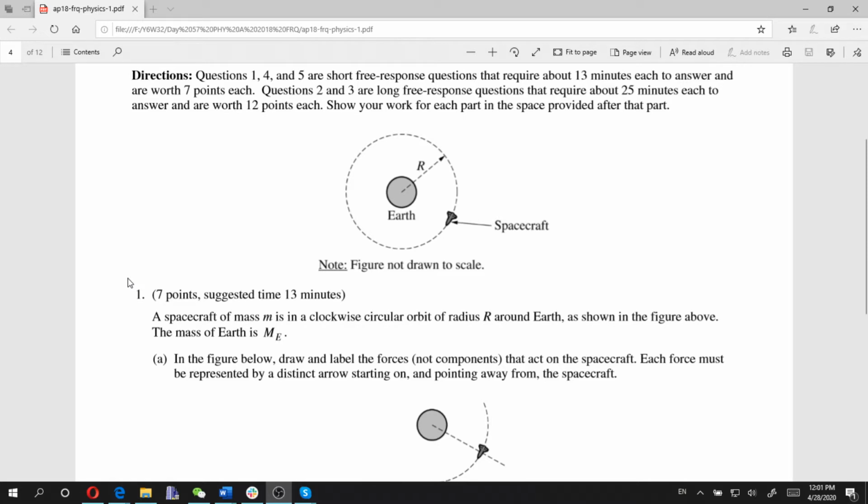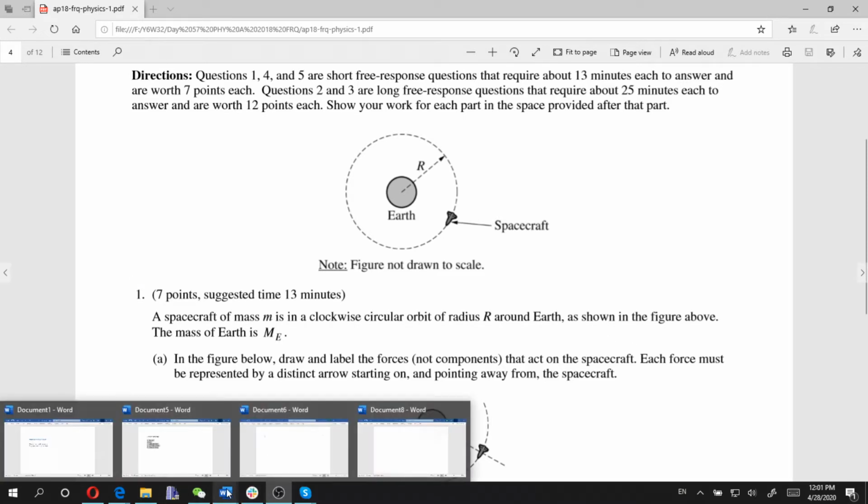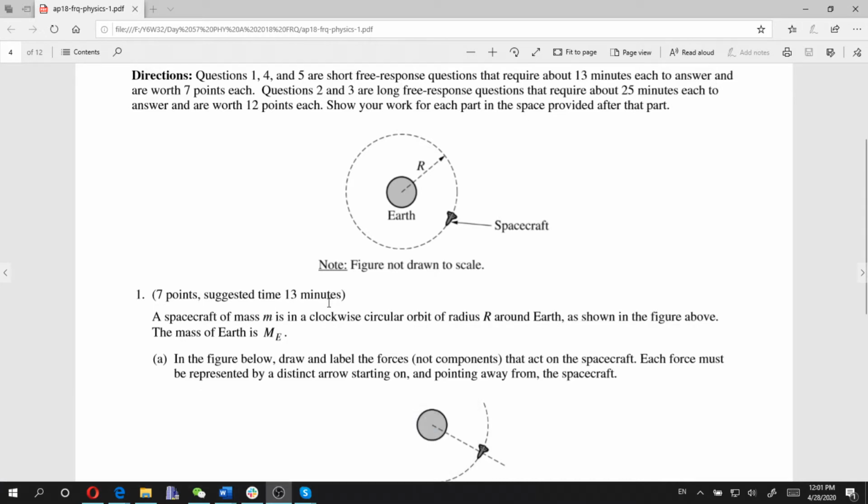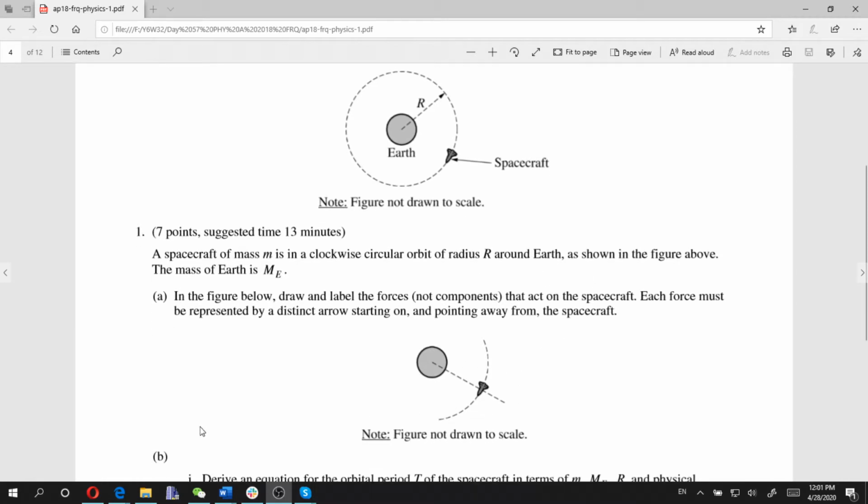All right. So we're working with gravity today, dealing with periods and orbits. We've got this spacecraft of mass m that's moving in a clockwise circular orbit of radius r around Earth, as shown above. The mass of Earth is m_E. First thing I want to do is draw and label the forces that are acting on the spacecraft. Where would I draw my arrows?